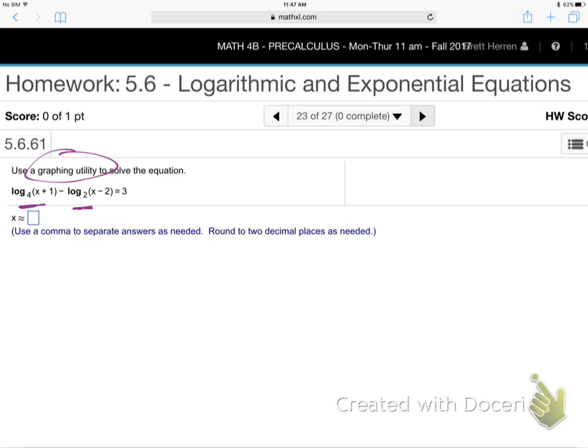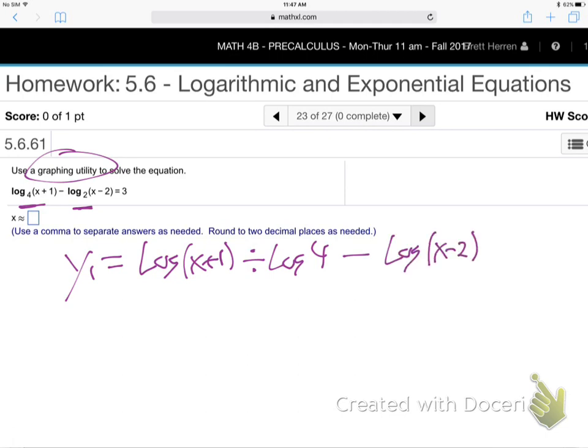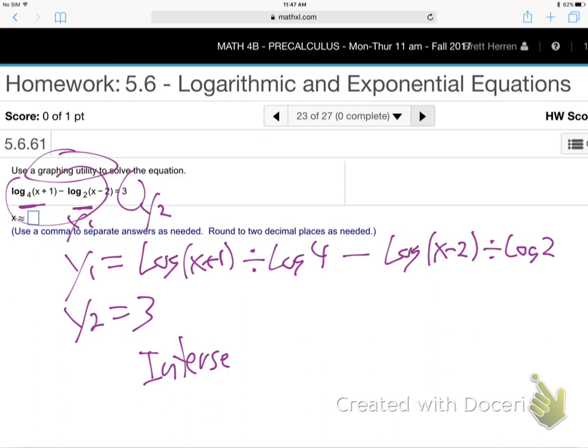So how do you actually do it? I would let y1 equal the log of x plus 1 divided by the log of 4. Remember, the high goes high, the low goes low? Minus the log of x minus 2 divided by the log of 2. And I would let y2 be 3. So y1 is the left side, y2 is the right side, and do the intersect routine on your calculator, under second calc.